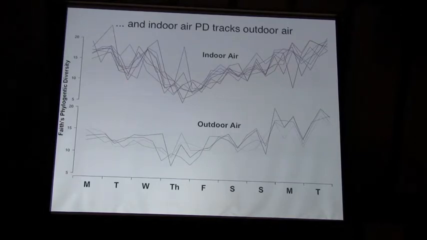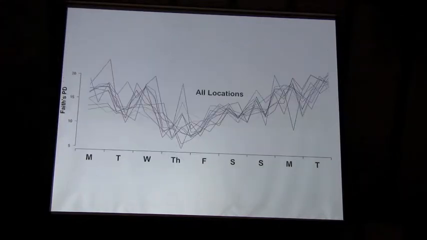So this is just a single measure of phylogenetic diversity. The blue got night flushed, the red classrooms did not. No difference whatsoever, right? But if you looked at just indoor air, you would see this pattern and blame that on occupancy or the impending weekend or something crazy happening on Thursday, right? But in fact, when you overlay that with outdoor air, the same pattern exists, and these have the same phylogenetic diversity through the week.